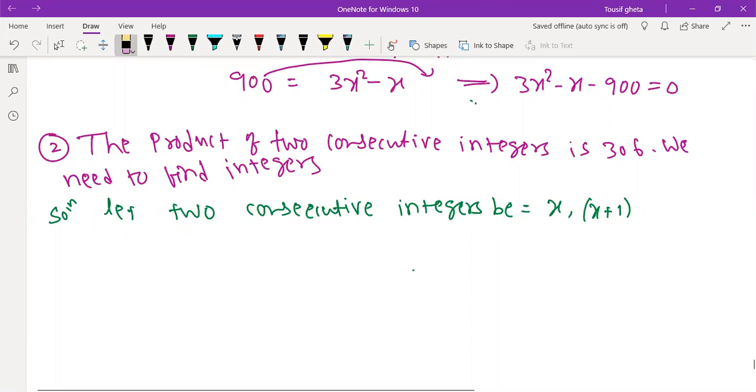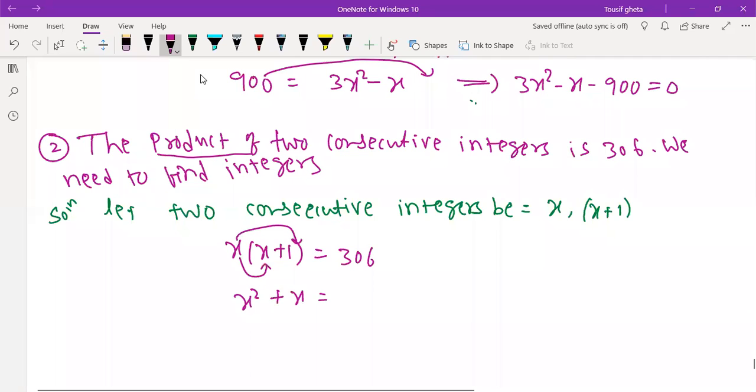Next, they said what? The product. What is the meaning of product? Product is nothing but multiplication. So write down x times (x plus 1) is equal to 306. Multiply x into x, you will get x square. x into 1, you will get x, is equal to 306. Get this one here, you will get x square plus x minus 306 equals 0. This is the answer. No need to simplify further. Understood?